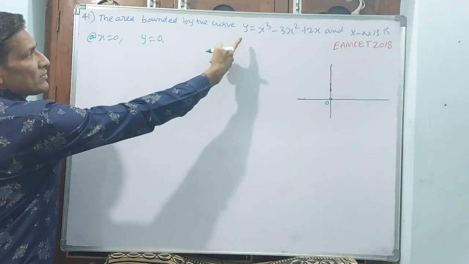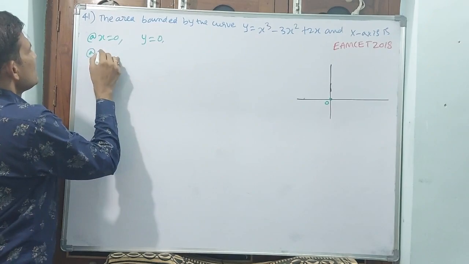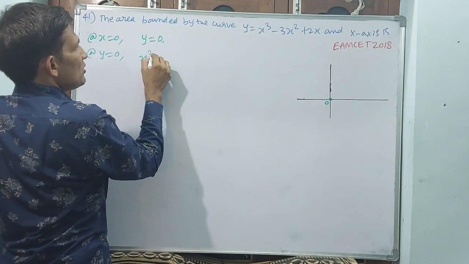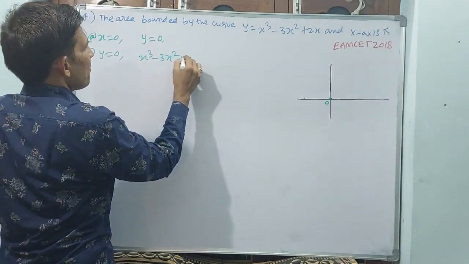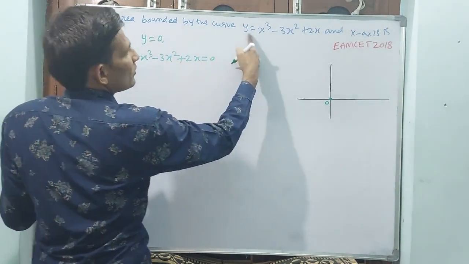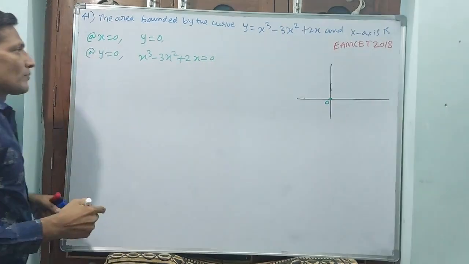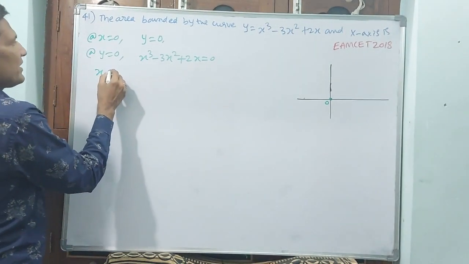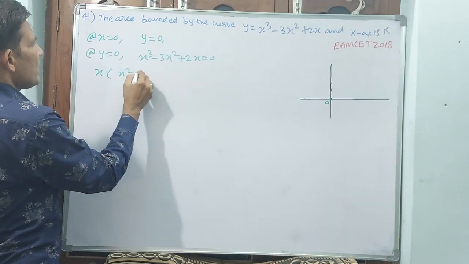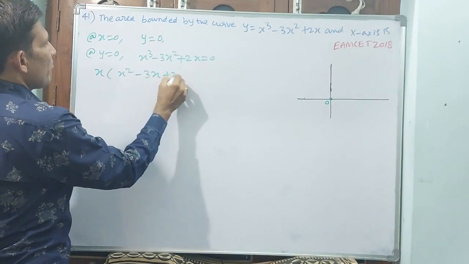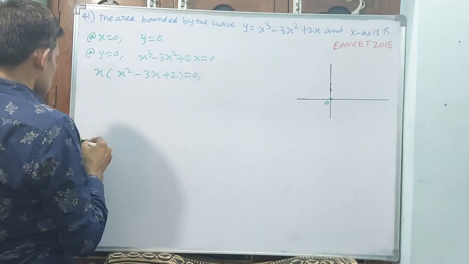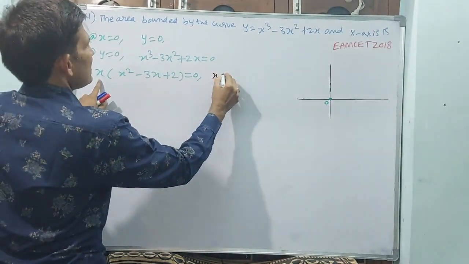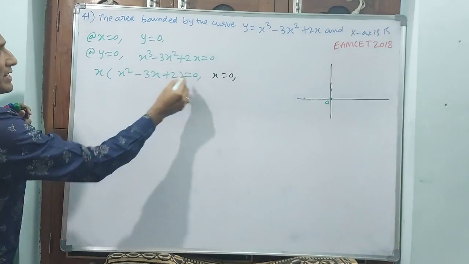But what about at y is equal to 0? At y is equal to 0, see, x cube minus 3x square plus 2x is equal to 0. Now see, take x common: x into (x square minus 3x plus 2) equal to 0. See, x is 0 already we have written, but this quadratic you have to solve.